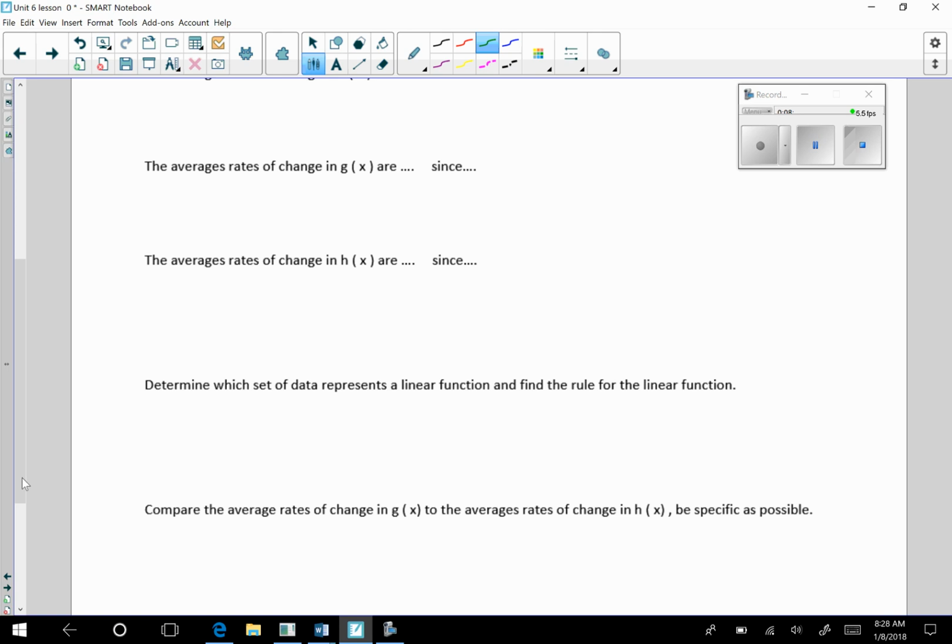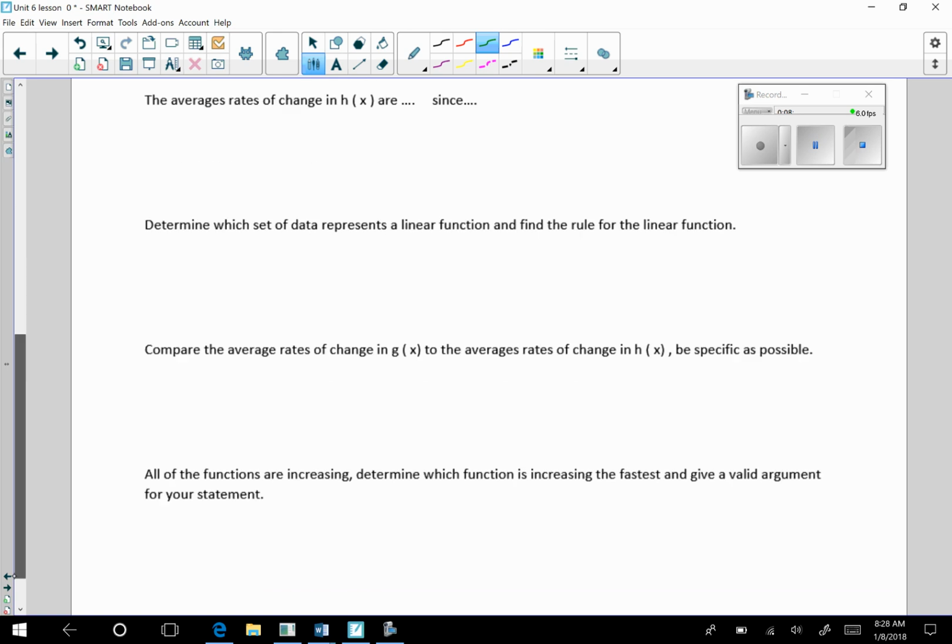And then you're going to determine, you have three sets of data, F, G, and H. One of those sets of data represents a linear function. You're going to determine which one represents a linear function, and you're going to write the rule for that linear function. You can write the rule as a linear function in point-slope form. Whatever one is the linear function, you're going to write the rule in point-slope form.